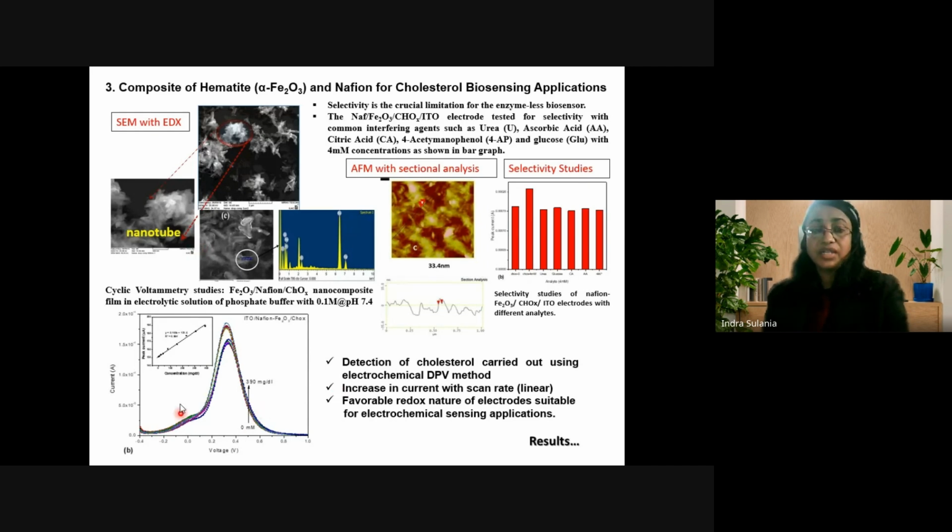And then we did the cyclic voltammetry measurements of these composites for the sensing of cholesterol using the cholesterol enzyme. So it is basically an enzymatic sensor. And we did the selectivity studies because our blood contains a lot of things apart from cholesterol, like urea, ascorbic acid, citric acid, etc. So we need to show that it is selective to the cholesterol. So we did the selectivity studies, and it clearly shows the selectivity for cholesterol.